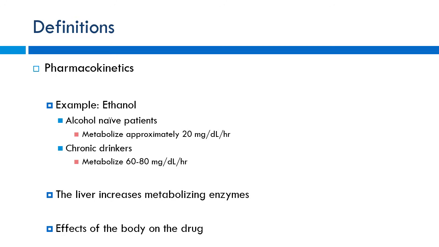However, when you have someone who's a chronic drinker, so say they're drinking every single night quite a bit, they end up having the ability to metabolize much more than that. They basically have a compensatory mechanism. Their liver says, hey, we've got all this alcohol around, we really need to ramp up production of enzymes to get rid of this stuff. They may be able to metabolize, say, 60 to 80 milligrams per deciliter per hour. So much quicker than someone who's alcohol naive. Those are differences in kinetics between two different patient populations, and those are things you have to take into consideration. Again, this is what the body is doing to the drug.